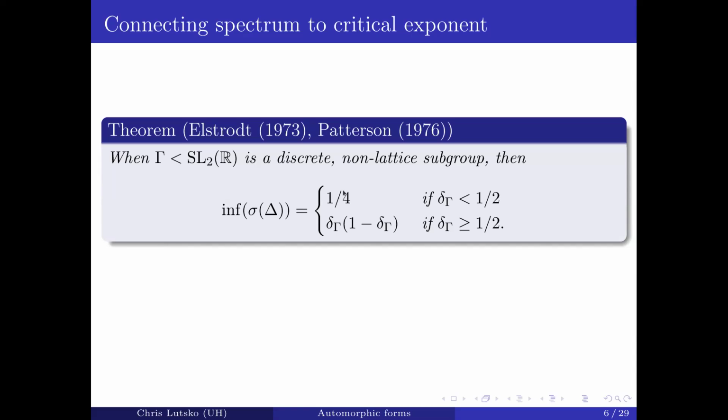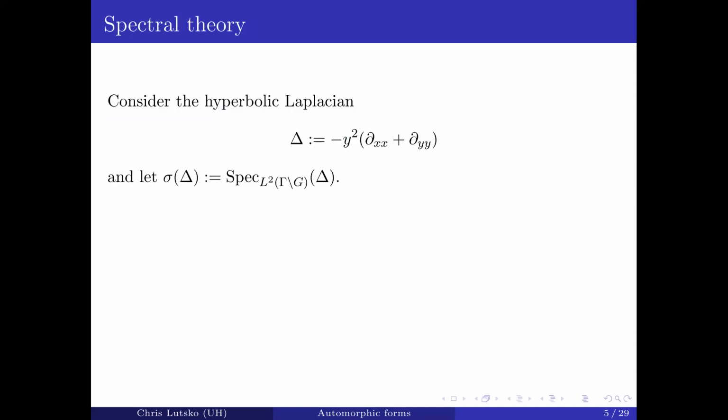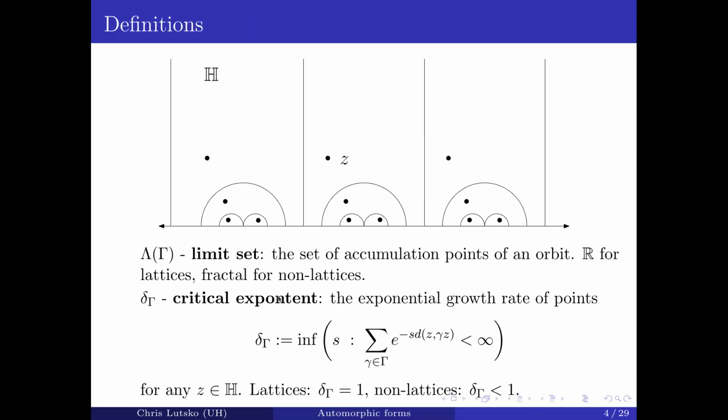Sorry, I'm always assuming there's a cusp at infinity. That's not necessary, it just simplifies notation, so apologies for that. So assuming there's a cusp at infinity, then we get the Eisenstein series, which give us the 1/4, unless delta is larger than that, in which case we get this explicit formula for the base eigenvalue in terms of this critical exponent, which I defined here, this exponential growth rate.